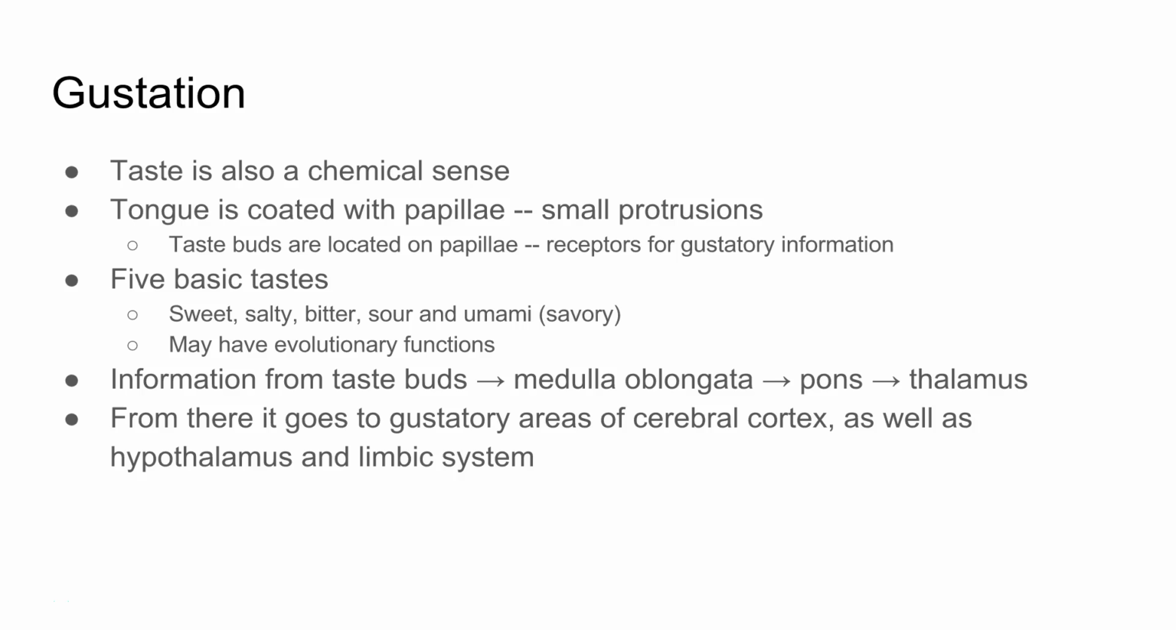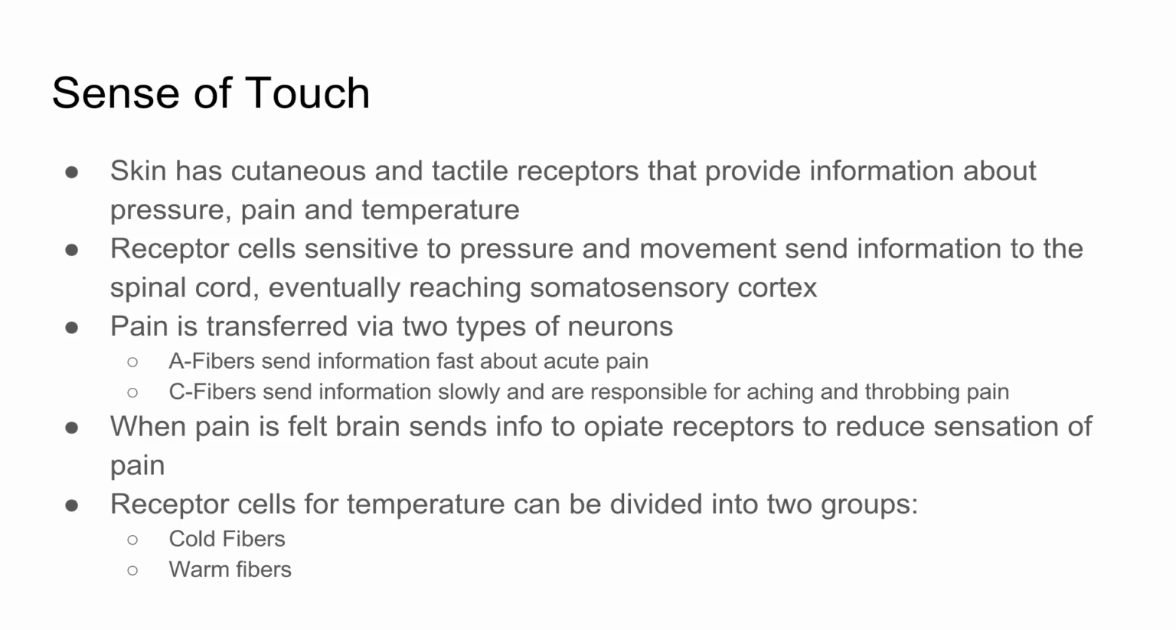In terms of how this information travels from sensation to become perception, it goes from your taste buds through the medulla oblongata, through the pons, through the thalamus. From there, it goes to specific areas of the cerebral cortex, that is the processing center of the brain, that deal with gustatory information, as well as hitting along the way the hypothalamus and the limbic system, where this goes from sensation of taste to perception of taste, and how we recognize that. So that's kind of the gustation or sense of taste.